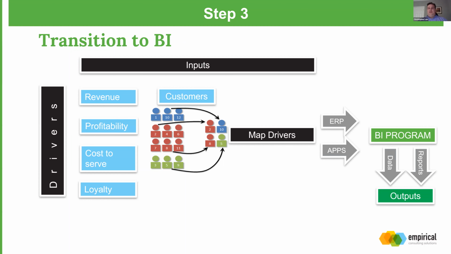Here is step 3. This is a flow chart that shows and demonstrates the transition from Excel to your BI program, taking the drivers, moving that through your customer base, mapping the drivers through the ERP and applications into a BI program, which then gives you outputs in data and reports. I'll now turn the presentation over to Barb, and she'll walk you through steps 3 and 4 of customer stratification.